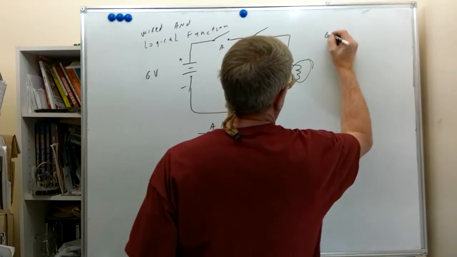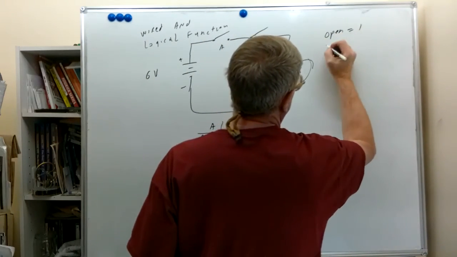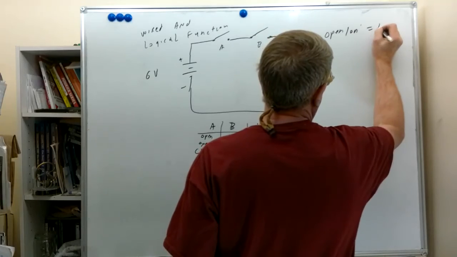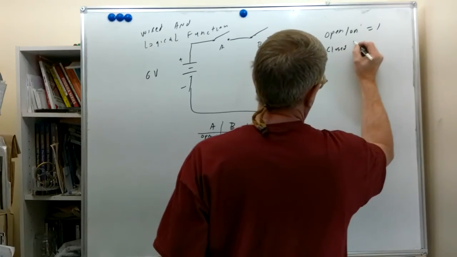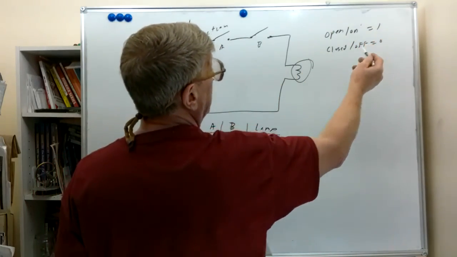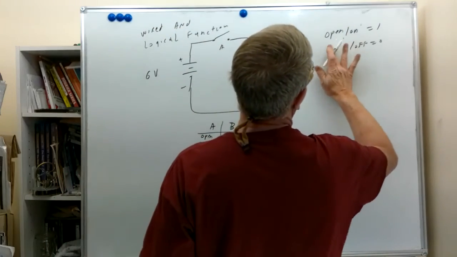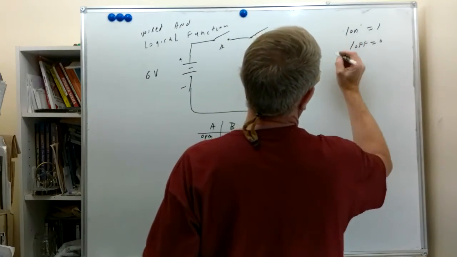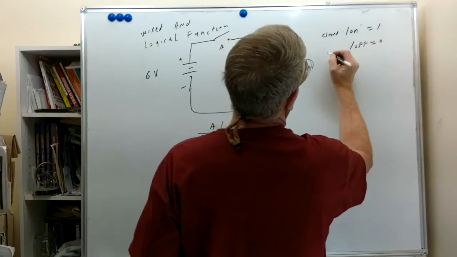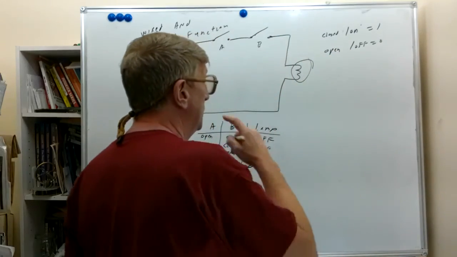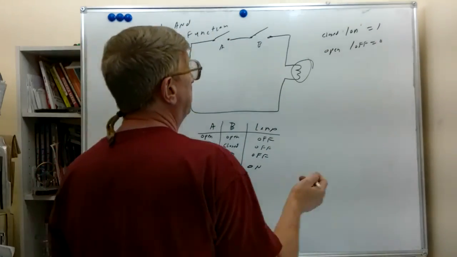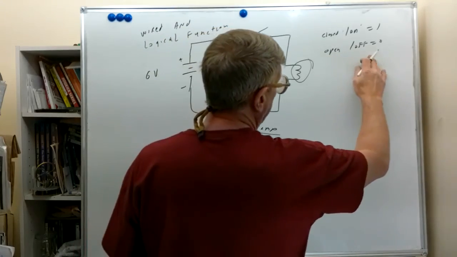Now, let's say closed and on equals 1, and open and off equals 0. I had that backwards at first. So if a switch is closed or a lamp is on, we call that a logic 1 in this case. If a switch is open or the lamp is off, we call that a logic 0.